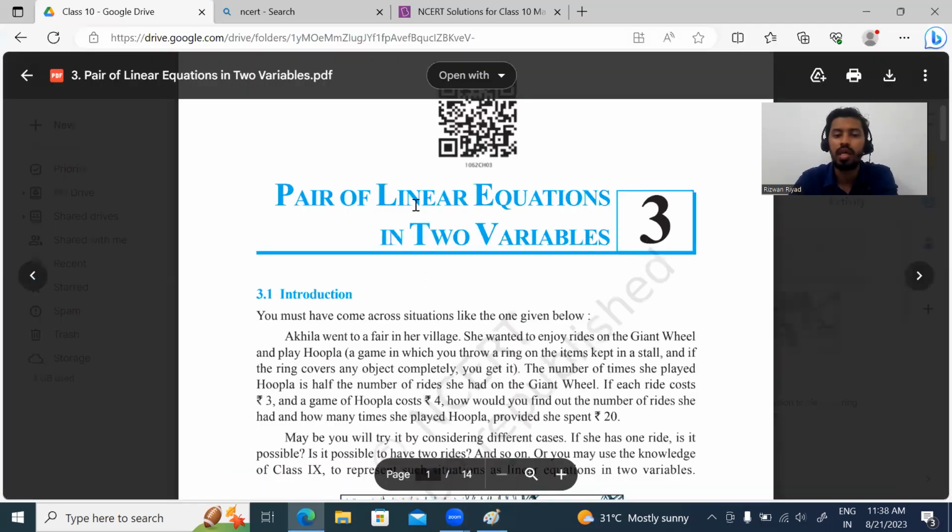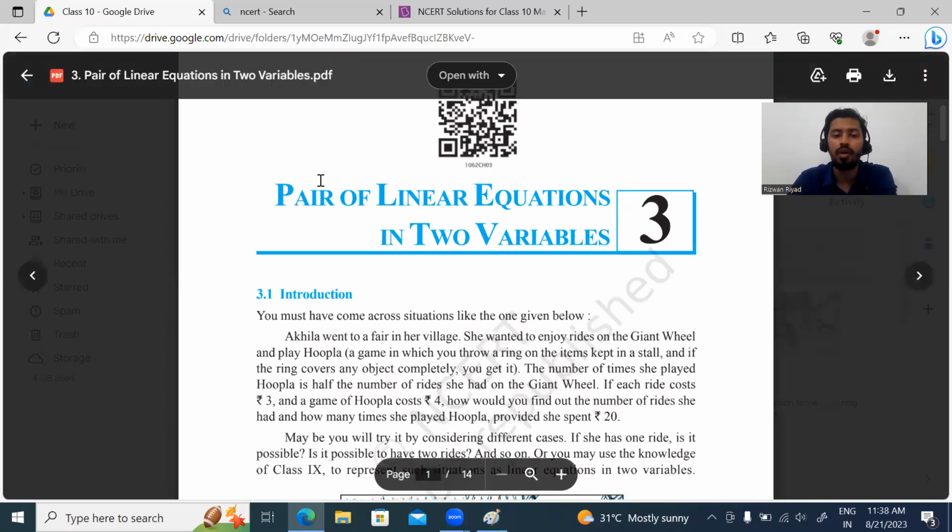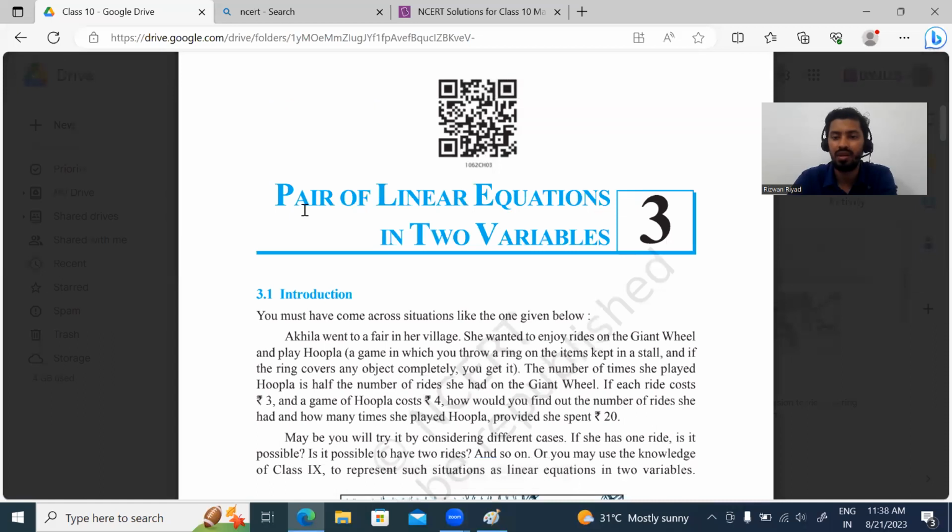We discussed linear equations in two variables. Now take the last point, pair of linear equations. What is meant by pair? In a pair you can see two, right? If anything is in a pair, then you can find two of them. So a pair of linear equations in two variables means two linear equations in two variables coming together.